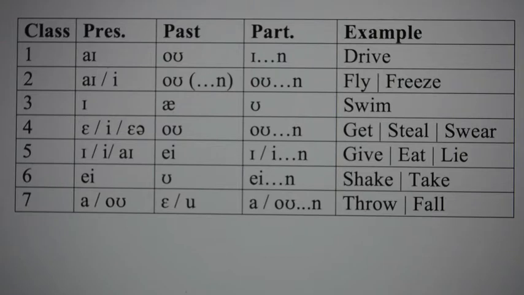In class 3, it's a very regular system of I, A, U when they're written in English, such as swim, swam, swum, or drink, drank, drunk. Class 4 is usually an E in the present, an O in the past, and an ON in the participle form, such as get, got, gotten, or steal, stole, stolen, or swear, swore, sworn.